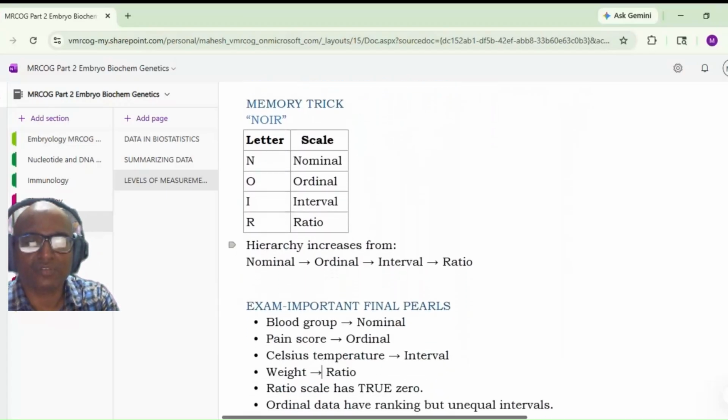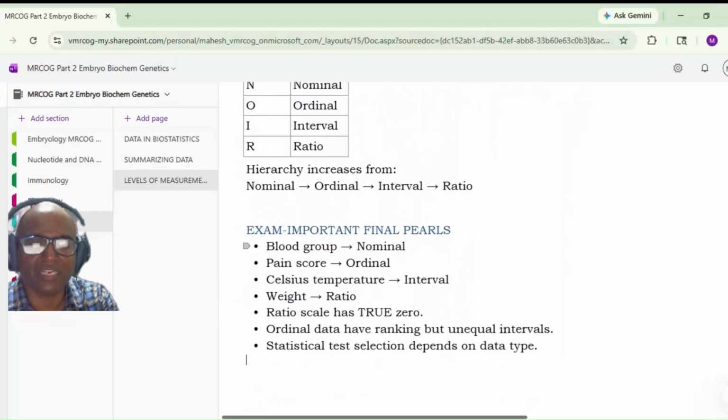So from the examination point of view, blood group is nominal, pain score is ordinal, Celsius temperature is interval, weight is a ratio scale. Ratio scale has a true zero. Ordinal data have ranking but unequal intervals. Statistical test selection depends on the type of data. So that finishes our topic for today's discussion, that is, the levels of measurement.